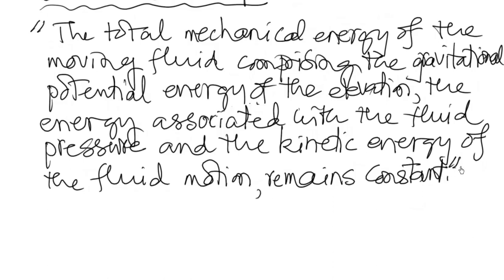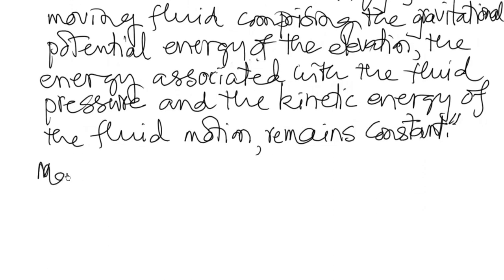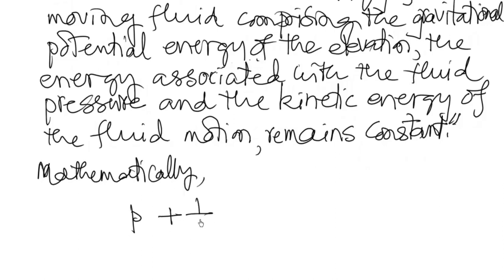Okay, if you read it again, the total mechanical energy of the moving fluid comprising the gravitational potential energy of the elevation, the energy associated with the fluid pressure, and the kinetic energy of the fluid motion remains constant. And mathematically, you can write P plus half rho v squared plus rho g h equal to constant.